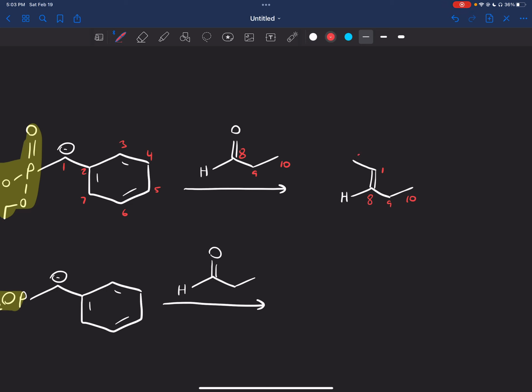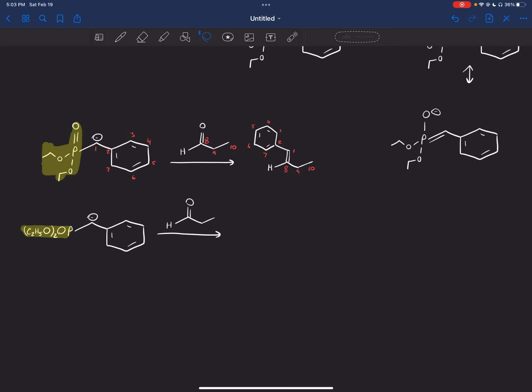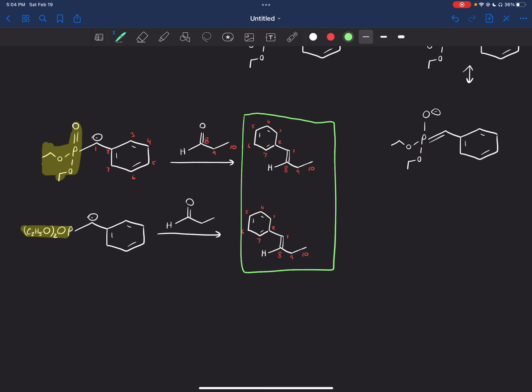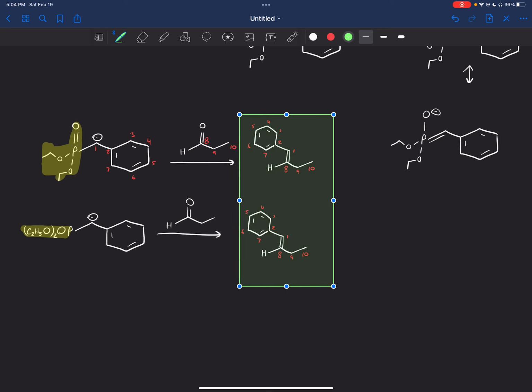So 1 was connected to 2, and 2 was part of the benzene ring. Three, 4, 5, 6, 7. And that would have been the same exact product for the bottom one. Wouldn't change anything. So in the case of the HWE modification, our E isomer is the major one.